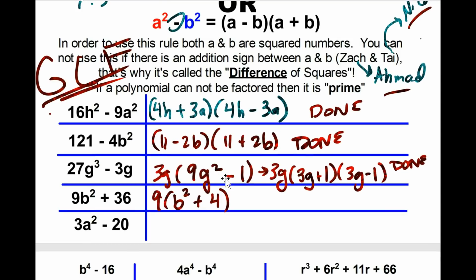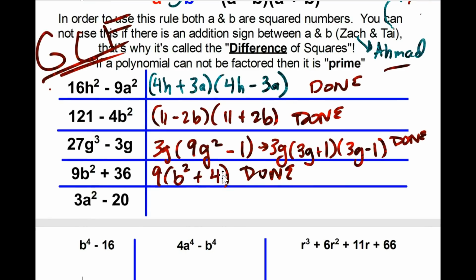Did we factor? Yes, we did. So is this prime? No. We are D-O-N-E. Y'all got so much energy today. Church was really good. Might be why I'm feeling so good.